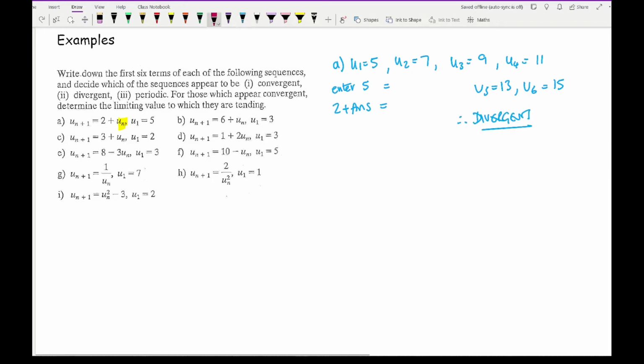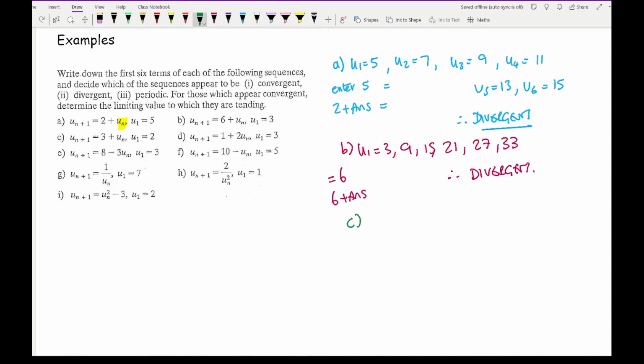So then picking another colour, let's go for B. Here I've got un+1 equals 6 plus un. So again, all I need to do is press 6, press equals, and then it's going to be 6 plus ans. Then I get my first value, which they've told me is 3. The second value is going to be 9, and the third one is going to be 15, then 21, then 27, and then 33. And again, that is going to be diverging because as n increases, it's just going to head towards infinity.